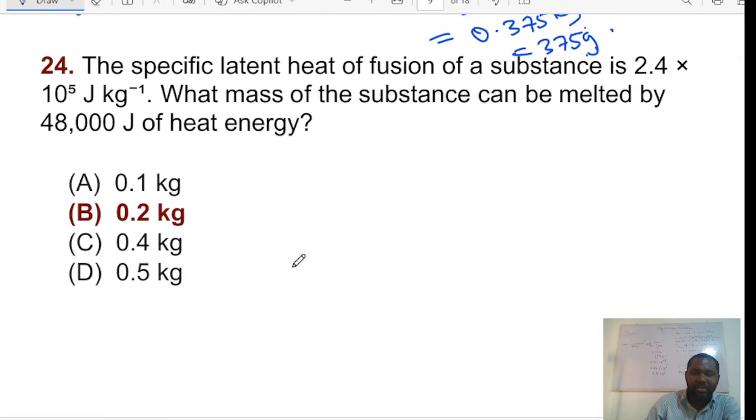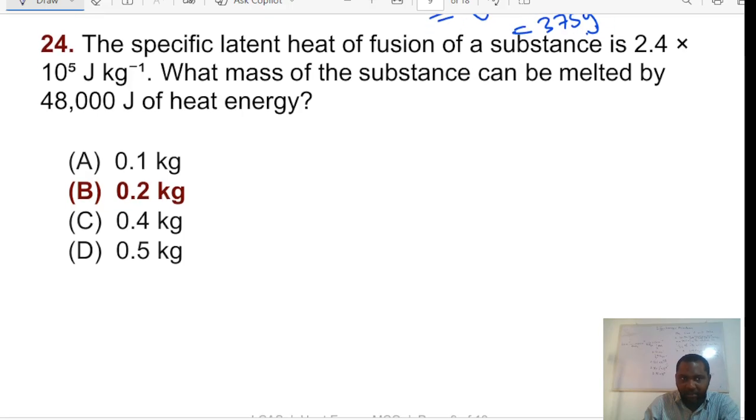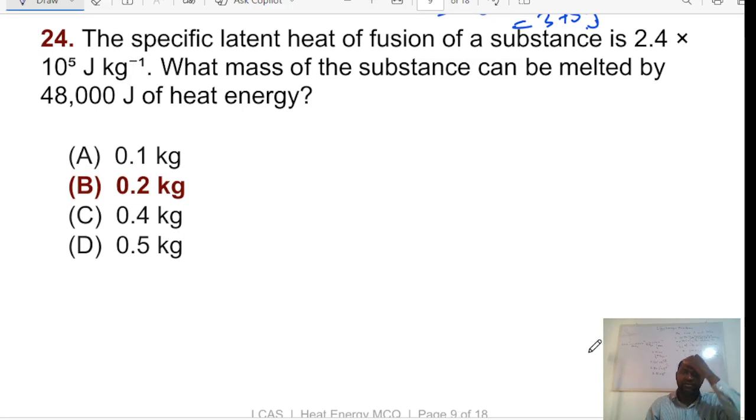Now the next question says that the specific latent heat of fusion of a substance is 2.4 times 10 raised to power 5 joules per kg. What mass of the substance can be melted by 48,000 joules of heat? This is quite easy, because heat is equal to mL, simple. So we are looking for mass.